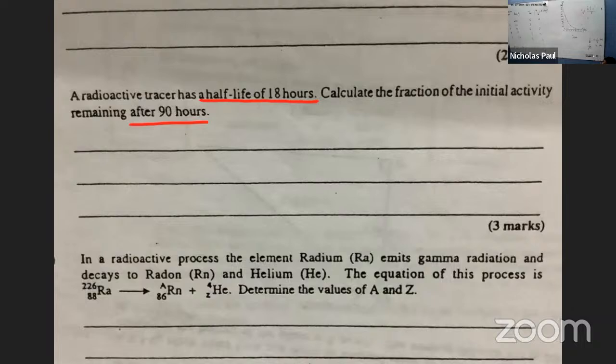One cookie is 18 hours. It's $18. How many cookies will you get for $90? Divide 90 by 18, right? How much do you get? 5. So therefore 5 half-lives go on.